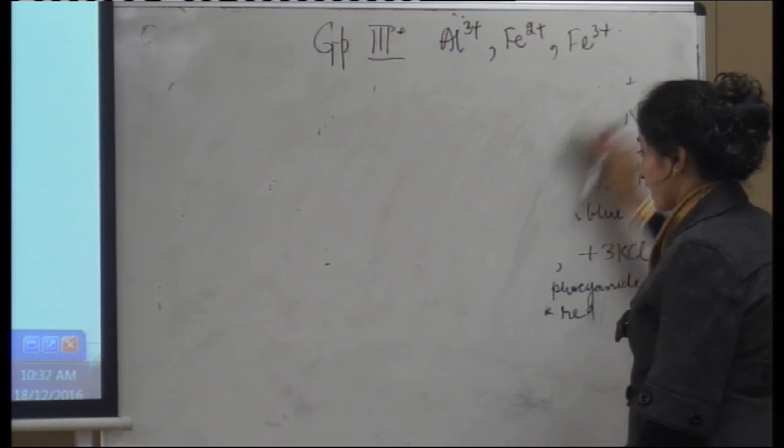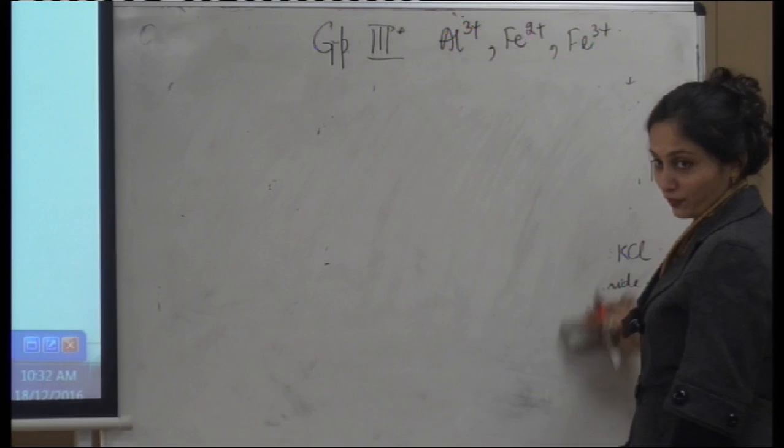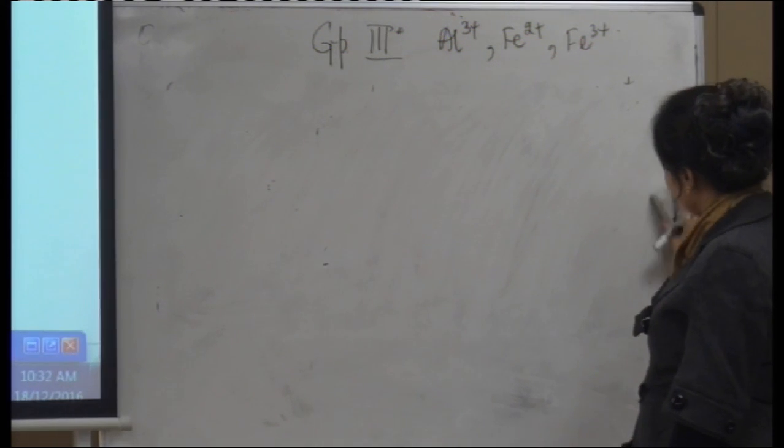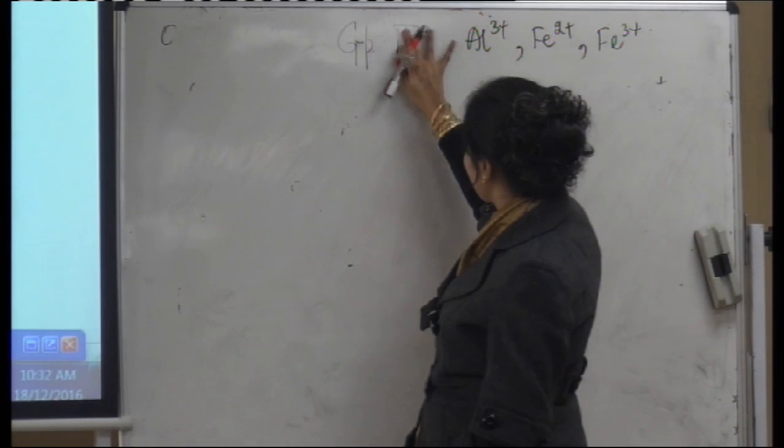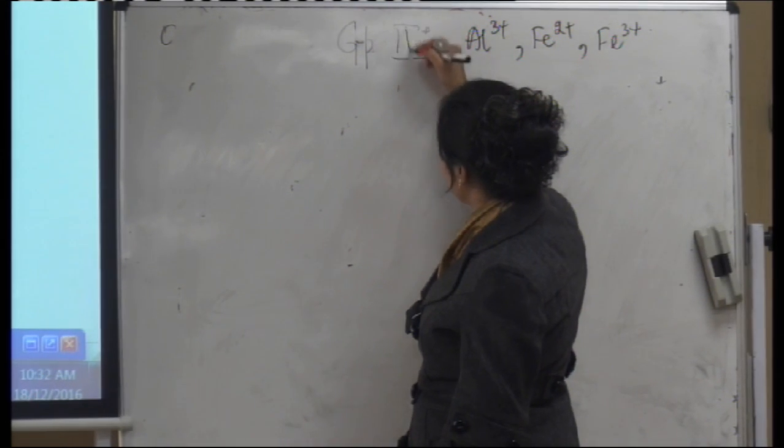And what about potassium ferrocyanide? K4FeCN6. Potassium sulfocyanide? KCNS. Okay. So now we move on to the next group, that is our group 4.